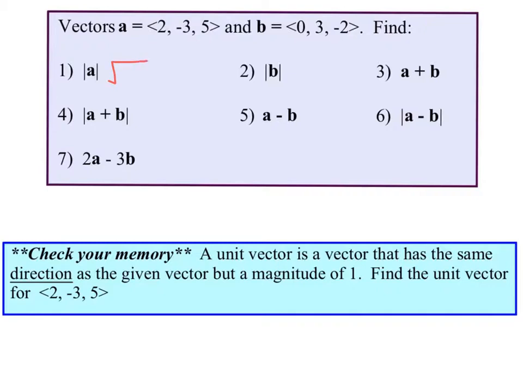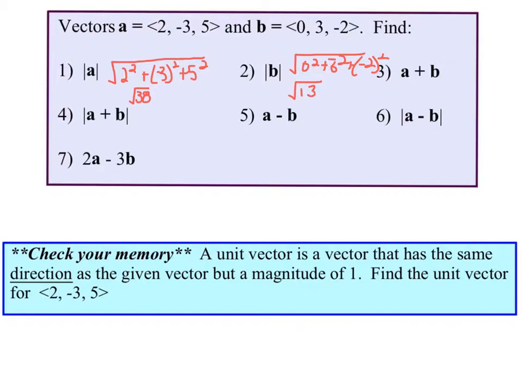So we do the square root, of course, of 2 squared plus negative 3 squared plus 5 squared. Okay, so this is, let's see, 4 plus 9 is 13 plus 25, so the square root of 38. That is the magnitude. For the magnitude of B, we have 0 squared plus 3 squared plus negative 2 squared. So 9 and 4, this is the square root of 13.